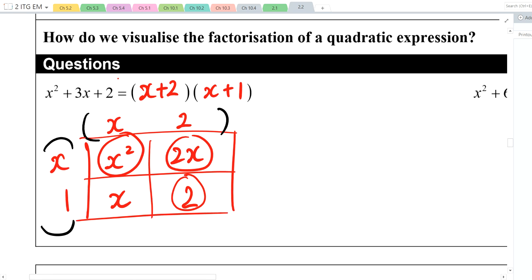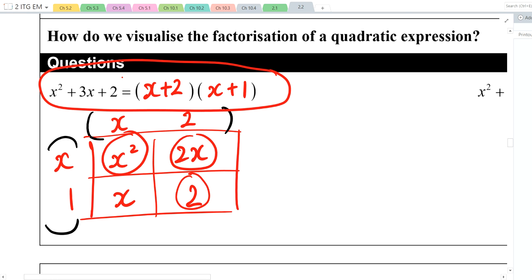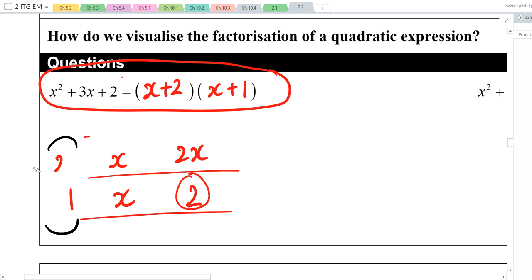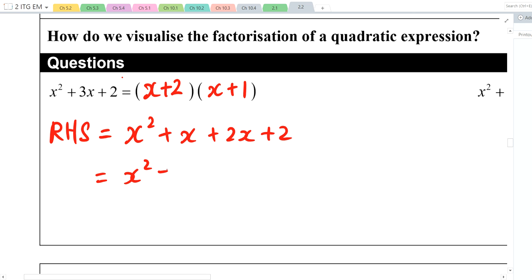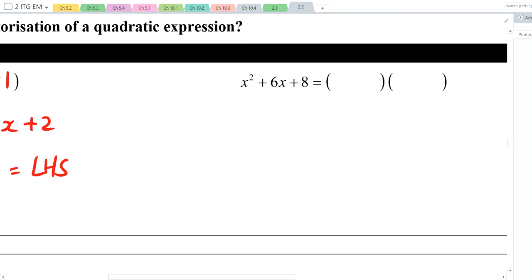By the way, do you want to work backwards and see whether your answer is correct? Let's try that. So apparently we are saying that these two are the same. Right hand side equals, expand, x squared plus x plus 2x plus 2 equals x squared plus 3x plus 2 equals left hand side. I'm happy with my answer. I'm sure it is correct. Okay, this is how I check. Now let's try the other one.